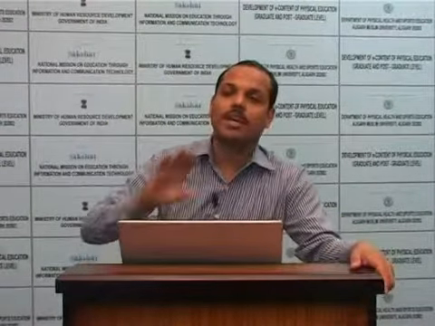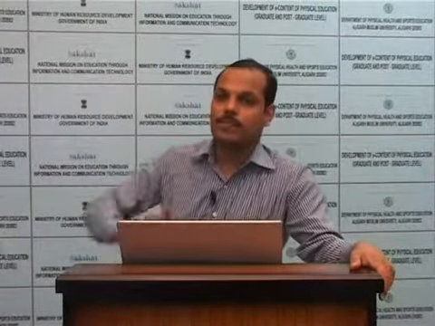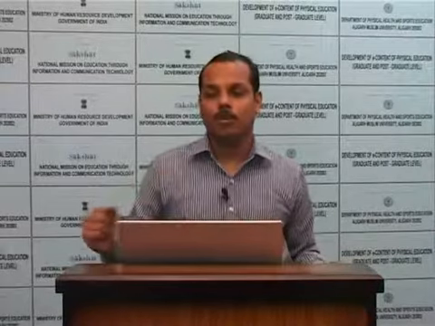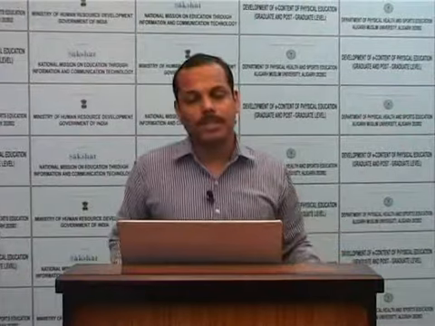So, triceps brachii is the posterior muscle, it has three heads of origin and is inserted into the olecranon process of ulna. Its main action is extension of the elbow. So, the muscles of the arm can be divided into two compartments, an anterior compartment which includes the coracobrachialis, biceps brachii and brachialis, and the posterior compartment muscle which is the triceps muscle.